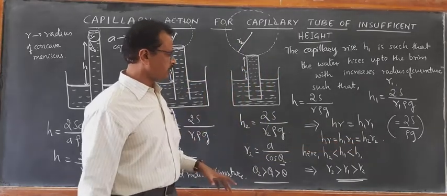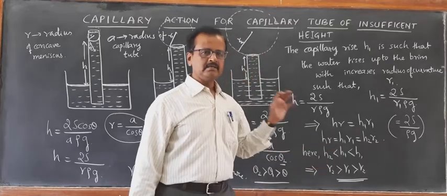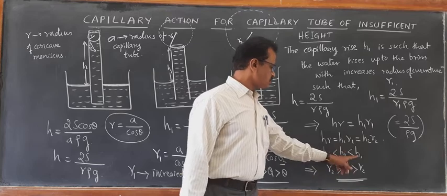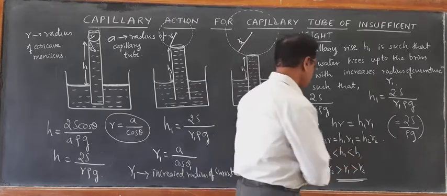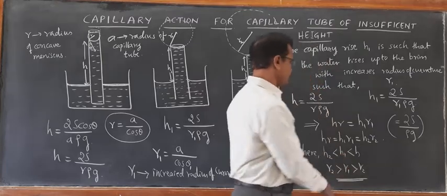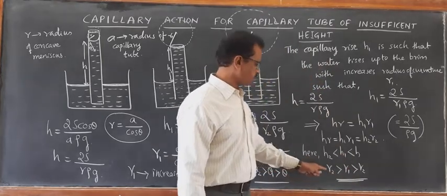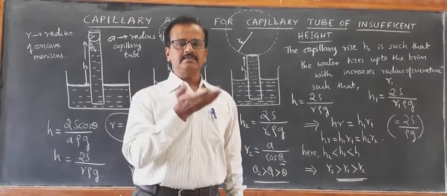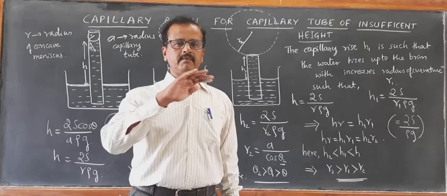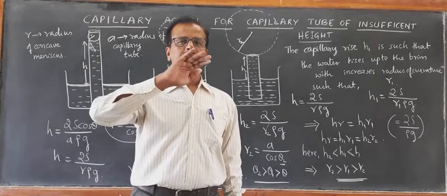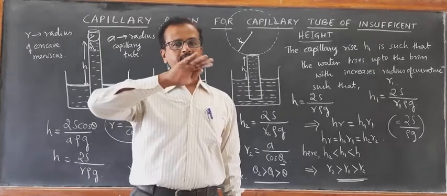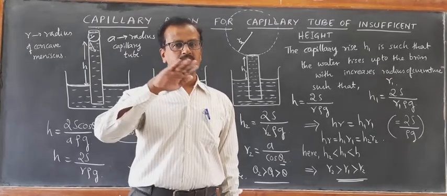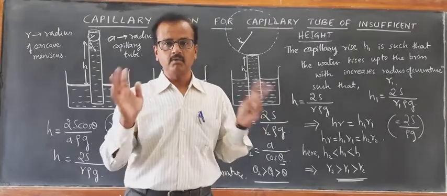So from this we conclude that as the tube height becomes shorter and shorter from h, it is reduced to h1, h1 to still reduced to h2. Then what is happening? Radius of curvature is increasing. So you will find the radius of curvature of the water level goes on increasing and comes up to the brim, and you can say it can fill up as the angle of contact increases. It can fill up to the brim and then stops. It will never overflow.